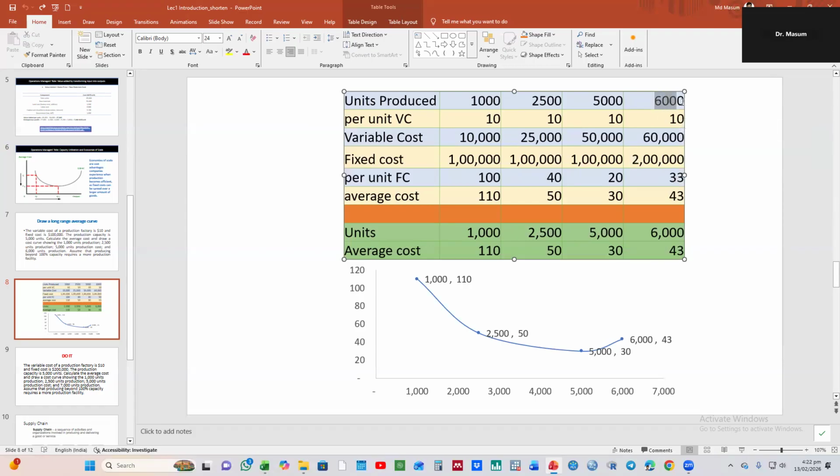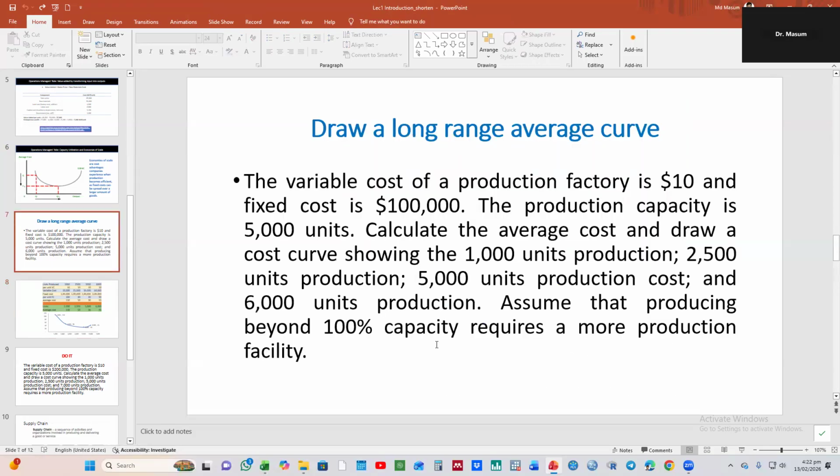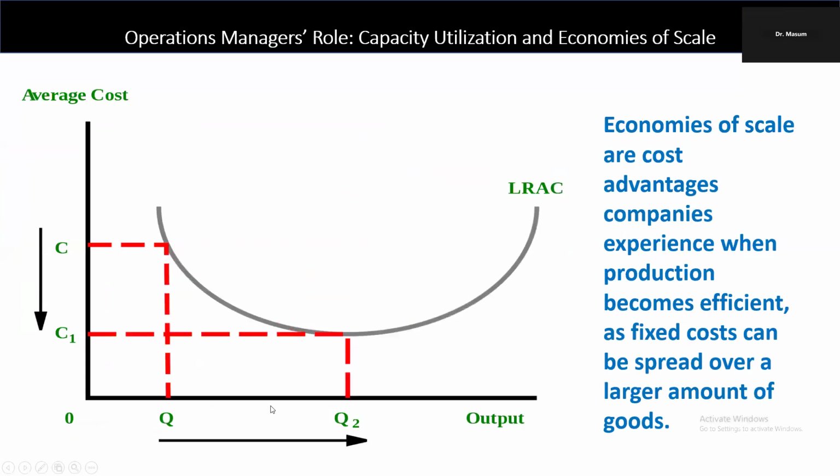200,000 will be divided by 6,000 and your fixed cost will be 33. Now your average cost will be 43. 10 plus 33 equals 43. That means here, if you look at this figure, when you are producing more from Q1, you are producing Q2. When you are producing Q1, your cost was higher, 0 to C1. When you are producing Q2, what is happening? Your cost is declining to C1, 0 to C1. That means when you are producing more, your average cost declines. This is known as economies of scale.